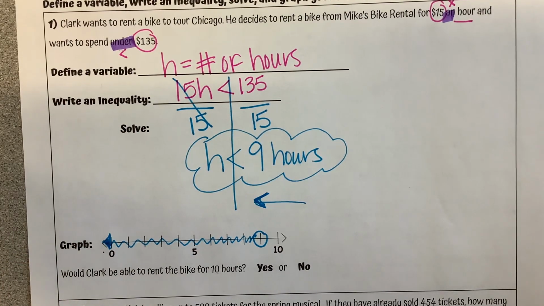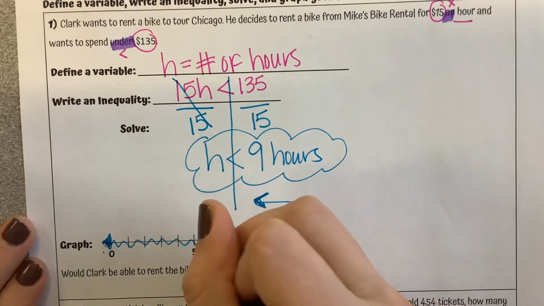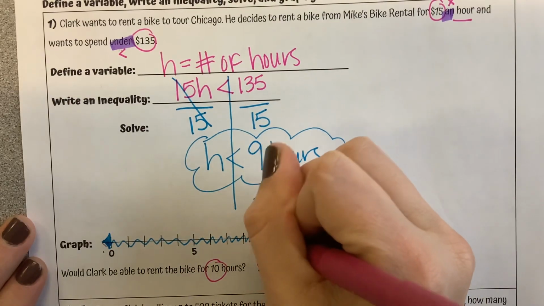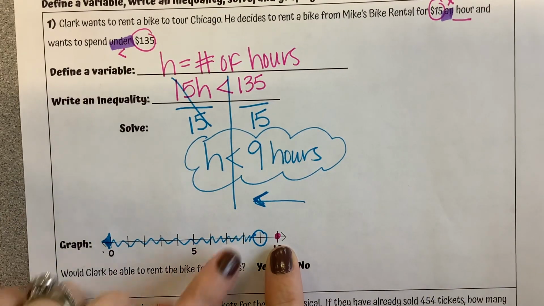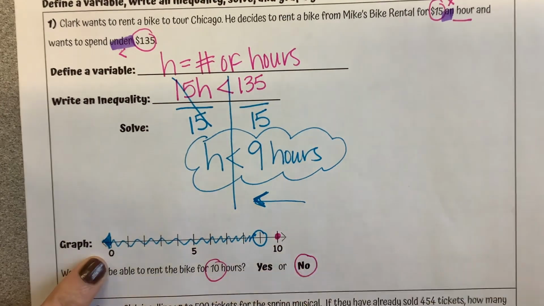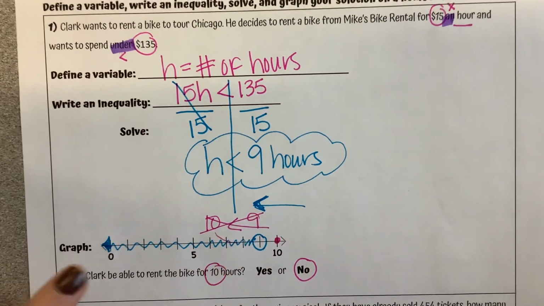Last part, we're going to answer a question related to it. It says, would Clark be able to rent the bike for 10 hours? So I'm going to find 10 on here, and I'm going to mark it. Does that fall on our graph? No. So no, that would not work. You could also plug it in for h and say, okay, is 10 less than 9? No, that's not a true statement.